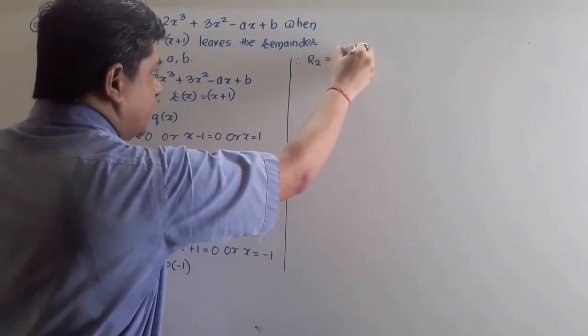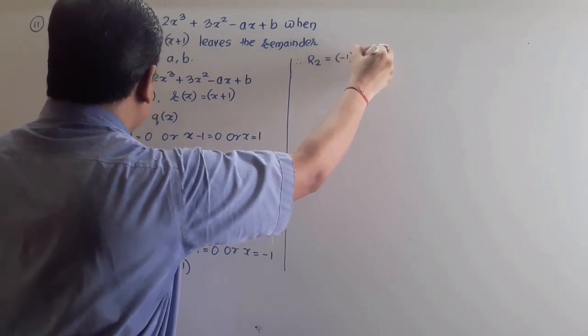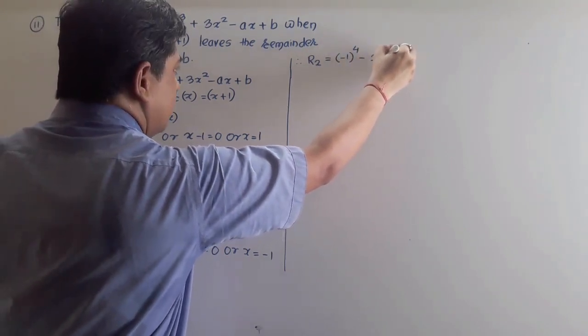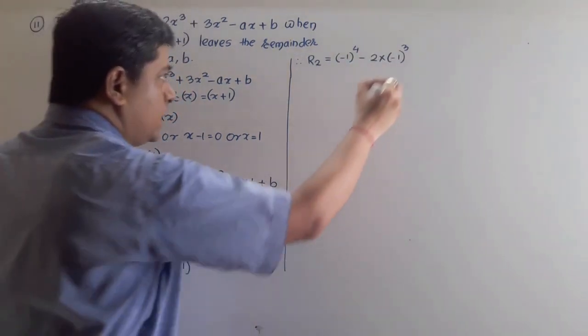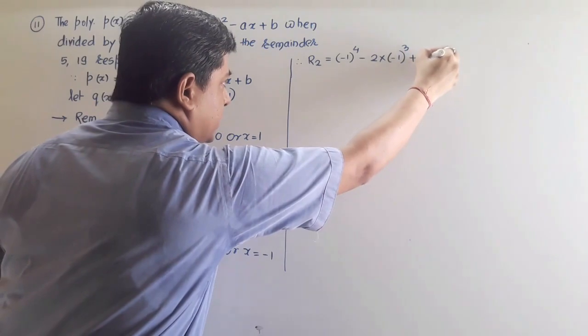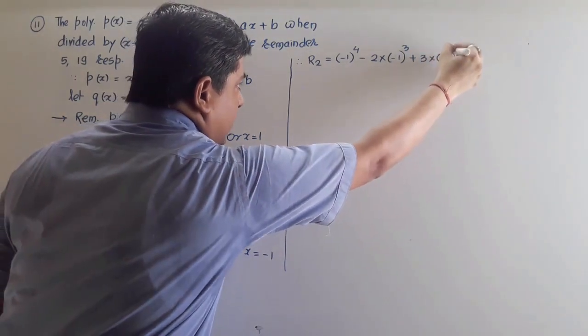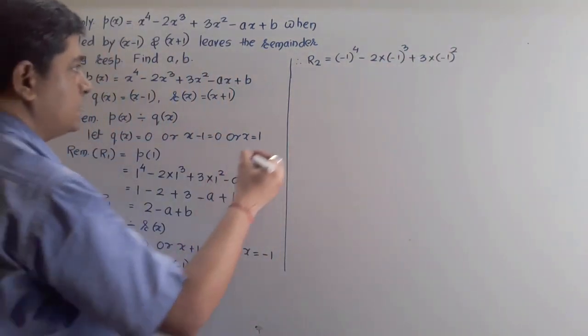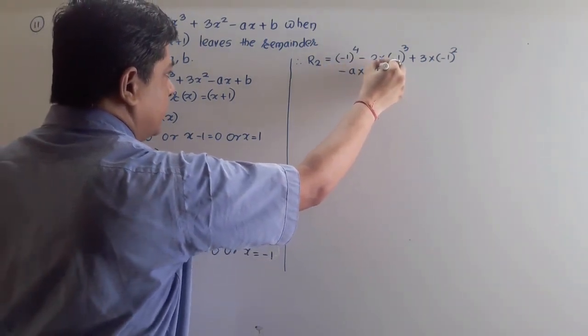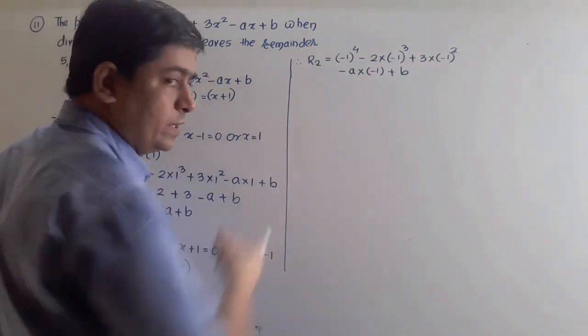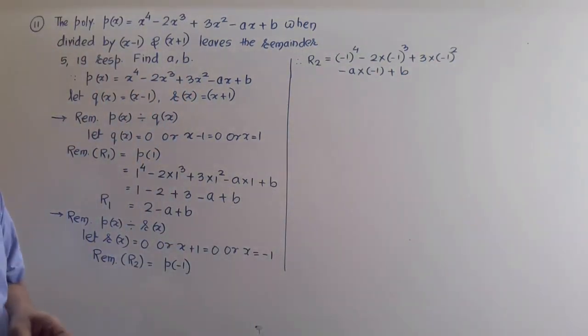That will be minus 1 whole power 4, minus 2 into minus 1 whole power 3, then plus 3 into minus 1 whole power 2, and then minus a into minus 1 and plus b. Okay, so this I am keeping as it is.